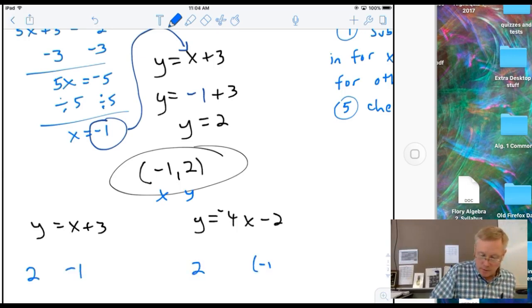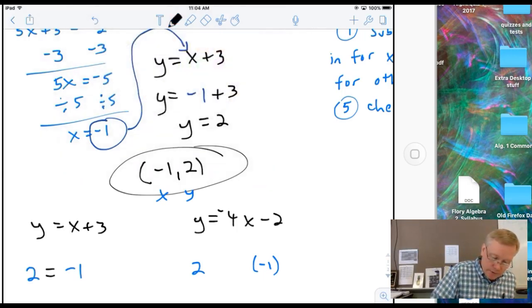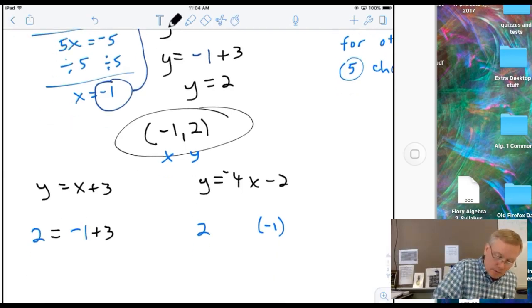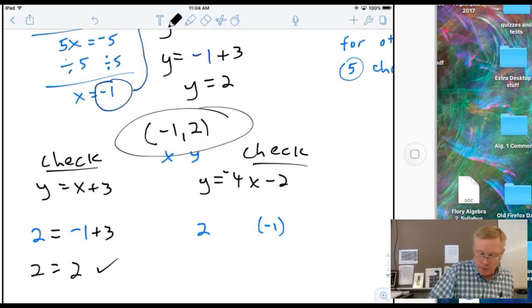and negative 1. The rest of this stays the same. So I get, this is the check portion, check. I get 2 equals 2, check. Over here I get -4 times -1 is +4 minus 2 equals 2, 2 equals 2, check.